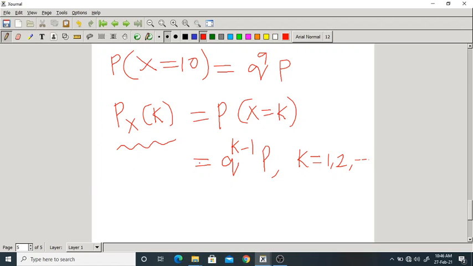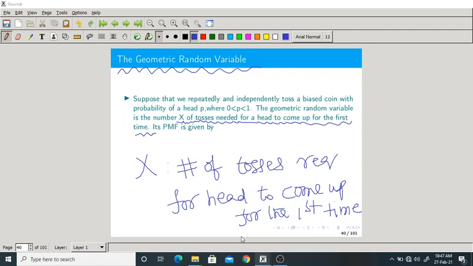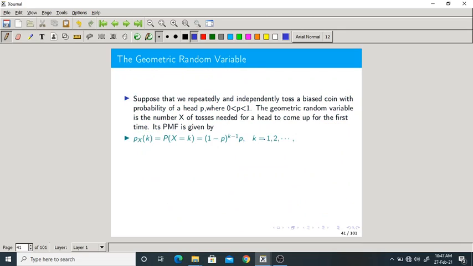Okay. So what may happen is you may get head in the first toss itself. If k equal to 1 means what? You got head in the first toss. So if k equal to 1, what is the probability? P. Because this becomes 1. Okay. So this is a PMF. Clear? So this is nothing but geometric random variable. Yeah. So this is how its PMF is defined.